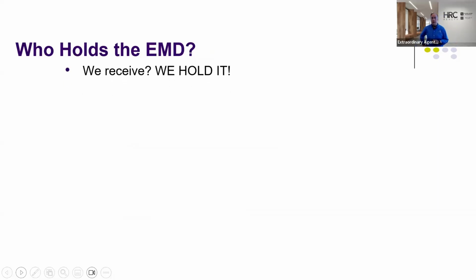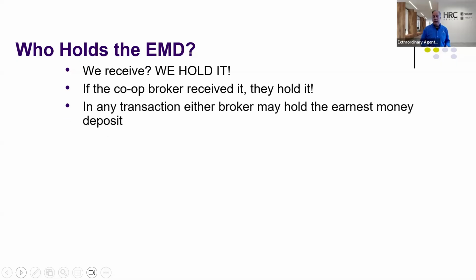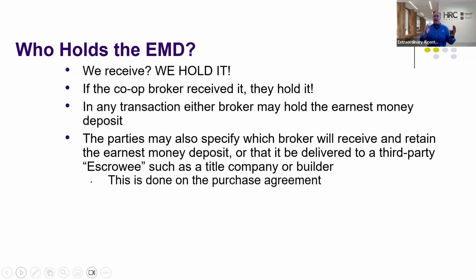Let's keep it simple. For the most part, if we receive it, we hold it. Now, we'll take a look at how our purchase agreement is written, but we're talking in general terms. Most purchase agreements are actually stating that the buyer is depositing blank dollars with the broker. We'll talk about that more in a second. So if the co-op broker received it, they should hold it. In any transaction, either broker can hold the earnest money deposit, but the key is that whoever is holding it, it needs to be stated on the purchase agreement.